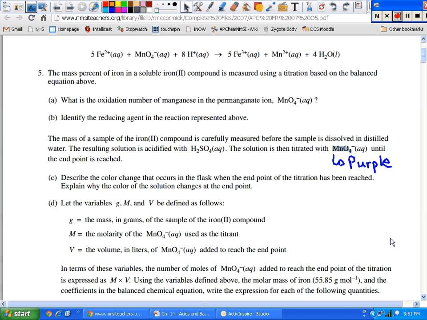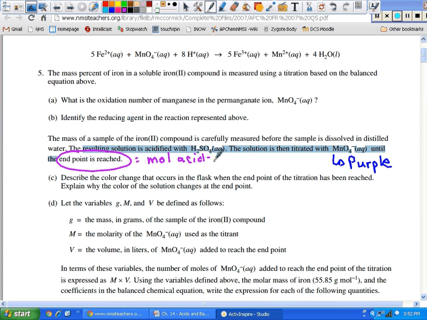The question says the end point is reached. Now, whenever you do a titration, what happens is you drop color in, okay? And it's going to stay colorless until you have reached the end point. The end point is when you have equilibrium. Okay? So you have literally reached the point at which you know the pH, you know the concentration of it. So describe the color change that occurs in the flask when the end point of the titration has been reached. Explain why the color of the solution changes at the end point.